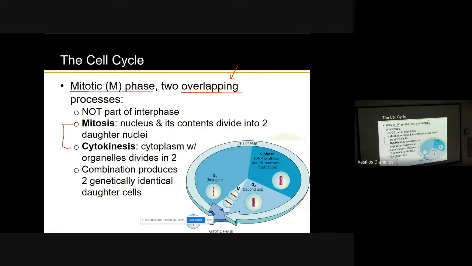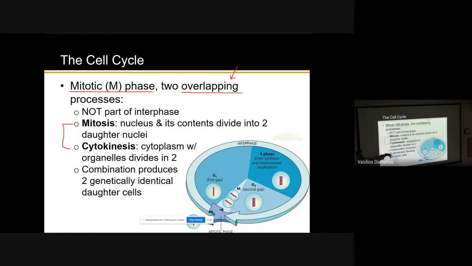Anyway, that being said, what happens in mitosis? You don't need to write this down because you're going to need to know the subcategories of mitosis. So this is just a preview. In mitosis, the nucleus and its contents divide into two daughter nuclei. So if you're writing things down, there's no need to take notes on mitosis yet because we're going to dive deeper into that. The same can be said for cytokinesis.